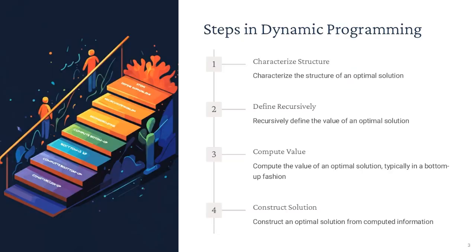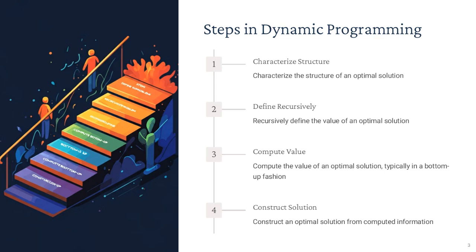Solving a problem with dynamic programming involves four systematic steps. First, characterize the structure of an optimal solution. This step identifies how the problem can be divided into subproblems and establishes the relationships between them. Second, define the solution recursively. Use a mathematical recurrence relation to express the value of the solution in terms of smaller subproblems.